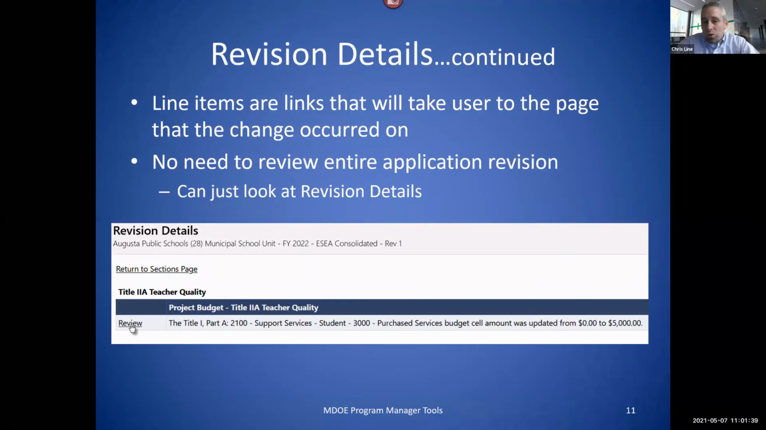The revision details work kind of like the validation. You can view revision details for the entire application, or just a section, or just a page. It will tell you what changed, and it will give you a link that you can click to go to the page where that change occurred if you want to review that page again.